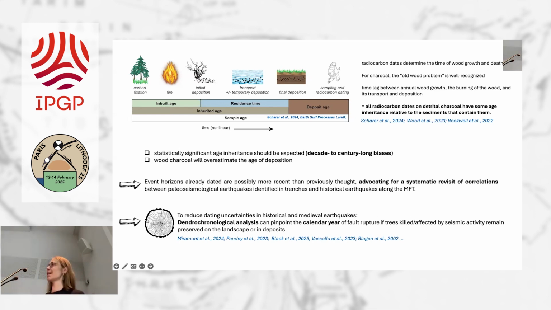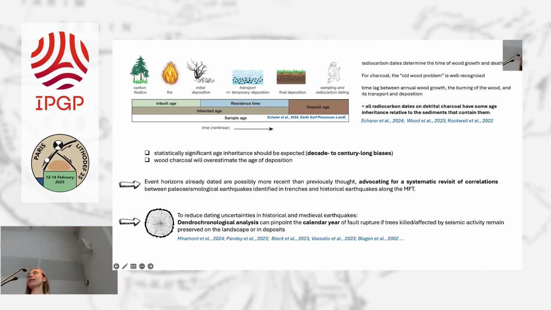Because before being deposited, you have to have your wood, a fire, so initial deposition. The charcoal is in the river, you have some transportation, and then finally you have the deposition. It means that when you are trying to date a unit, you always get an older age. So statistically, in all the trenches, we have old ages. So we are overestimating the age of the deposition.